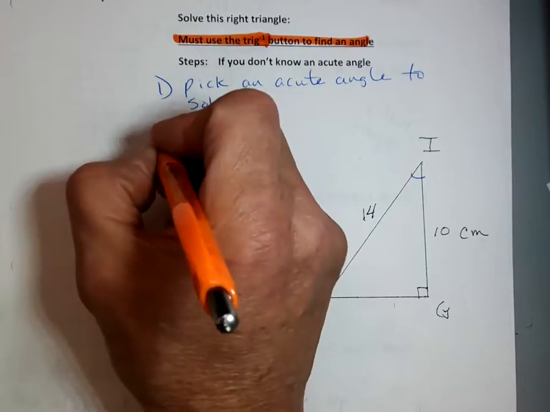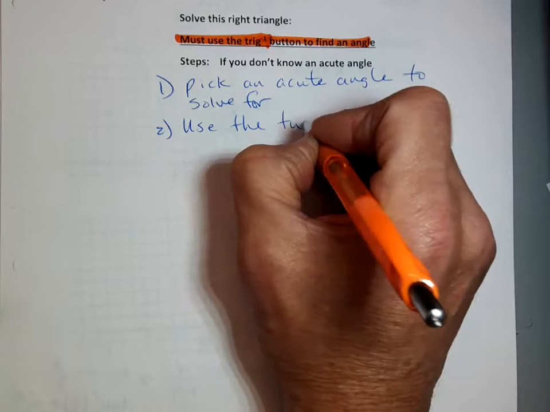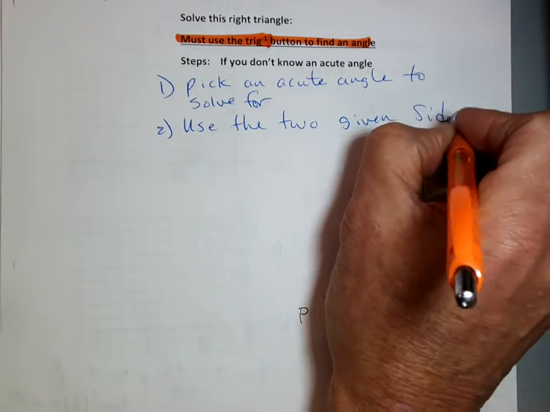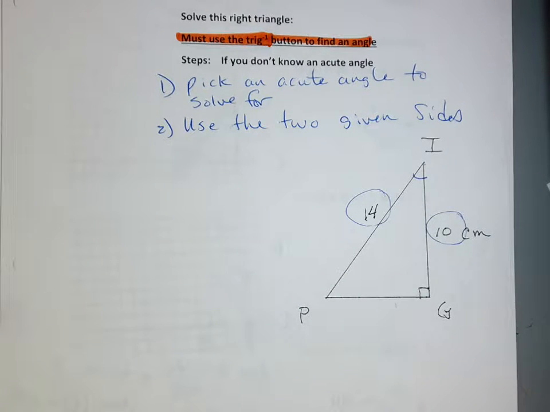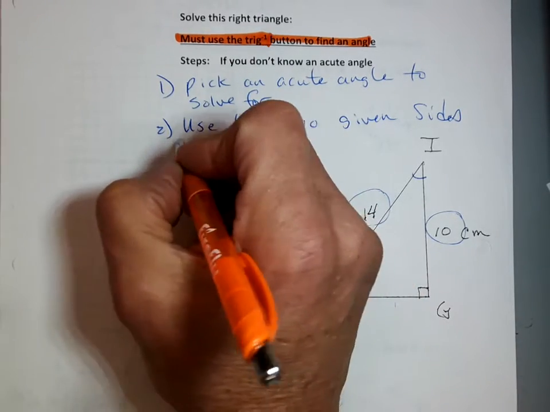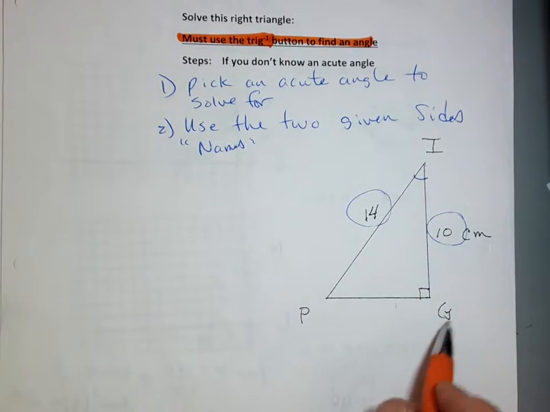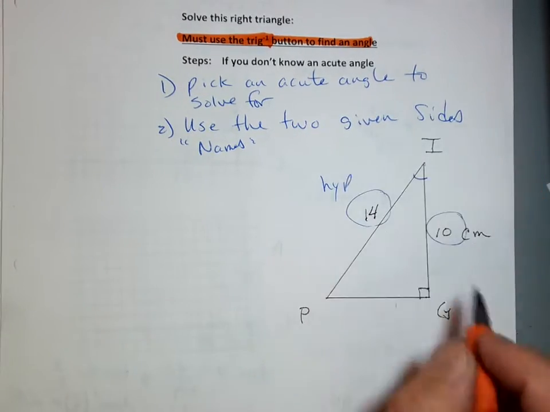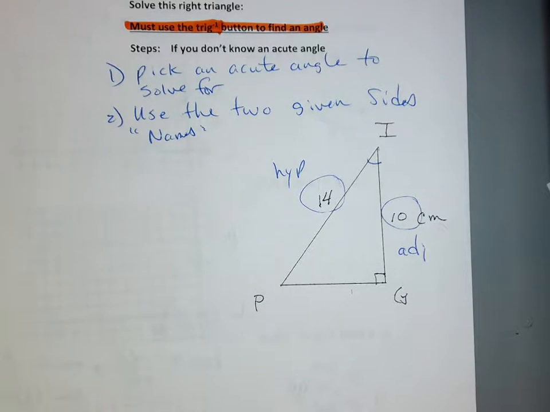Step 2, use the two given sides. Okay? So I know my 14 and I know my 10, right? Let's name them. Let's give them names, okay? Little g. Little g is correct, but let's call it the hypotenuse and the adjacent, okay? No, you're right. Little g and little p is right.